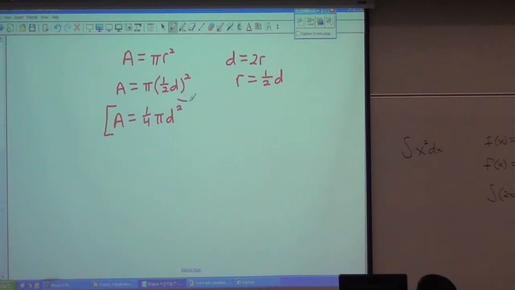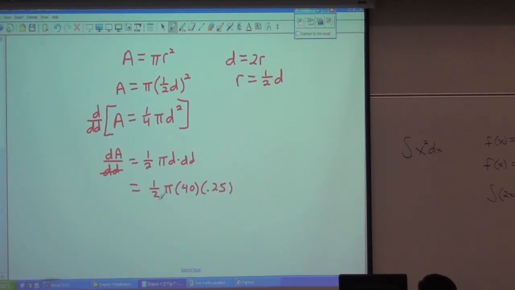Then we can take the derivative of this with respect to the diameter. So we get the change in the area with respect to the change in the diameter would be 2 times 1/4, which is 1/2 pi times d. Cross multiply by the change in the diameter. We got 1/2 times pi. The diameter was measured to be 40, and the change in the diameter was 0.25. So let's see, 1/2 of 40 is 20, and 20 times 0.25 is 5. We got 5 pi centimeters squared.